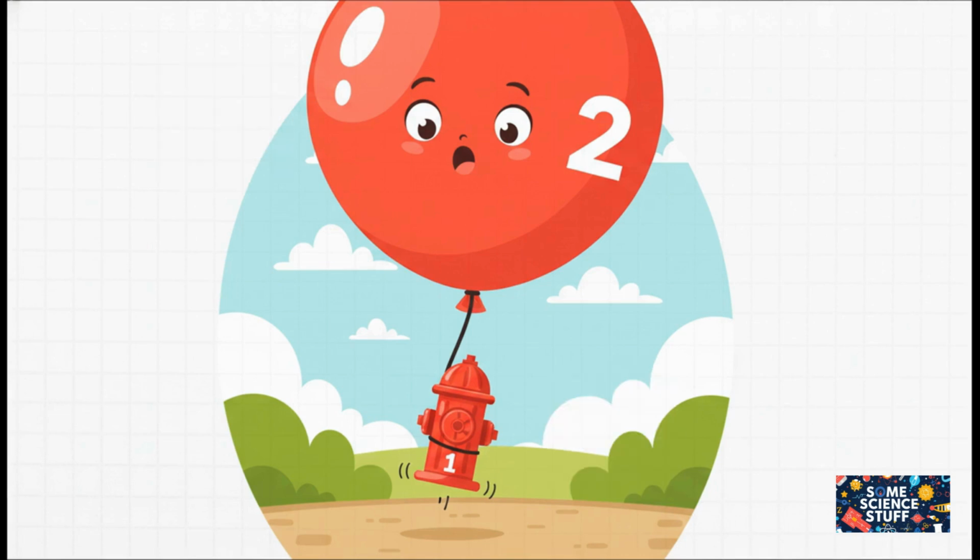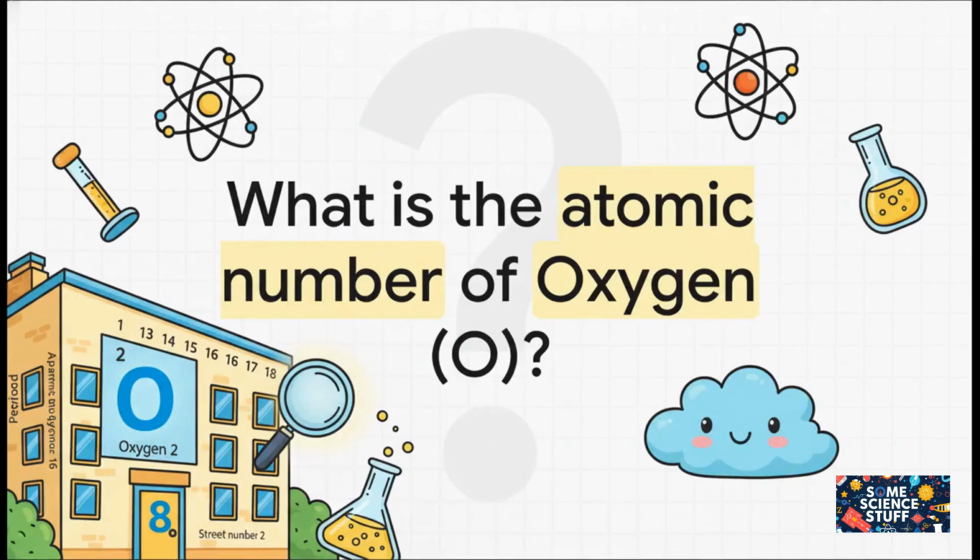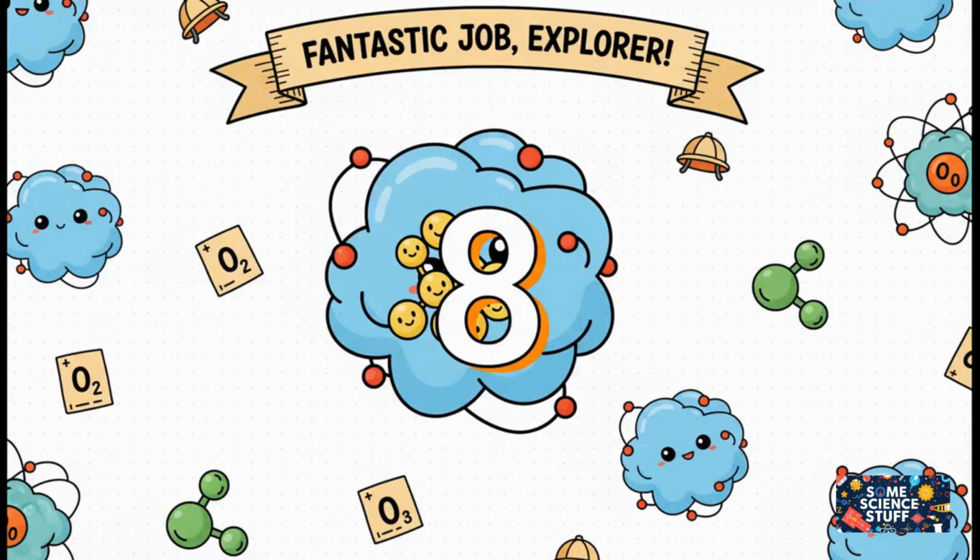See? It works! All right, pop quiz time. Using what you've learned, can you find oxygen? Its nickname is O, it's on street number 2, that's period 2, and it's in apartment building number 16. That's group 16. So what's its special house number? What's its atomic number? Yes, it's 8.